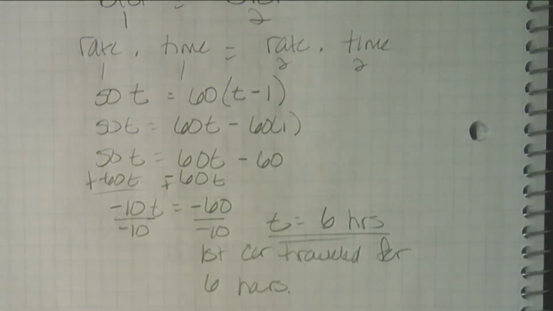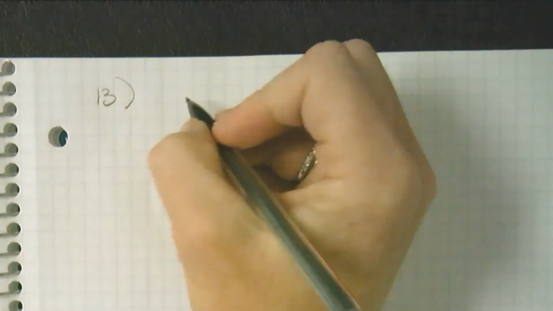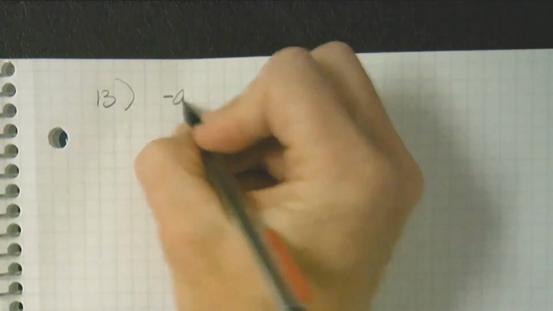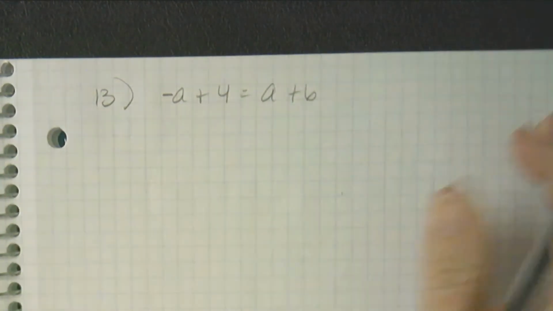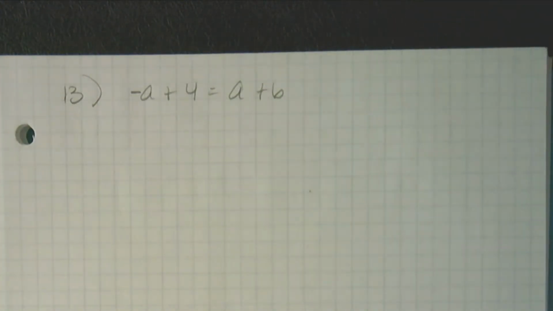AJ? Yeah, who has questions on this one? All right, what number, sweetheart? 13. All right, so for number 13, it says I have negative a plus 4 is equal to a plus 6. So AJ, you are going to solve this for me. What did you do to start solving this?